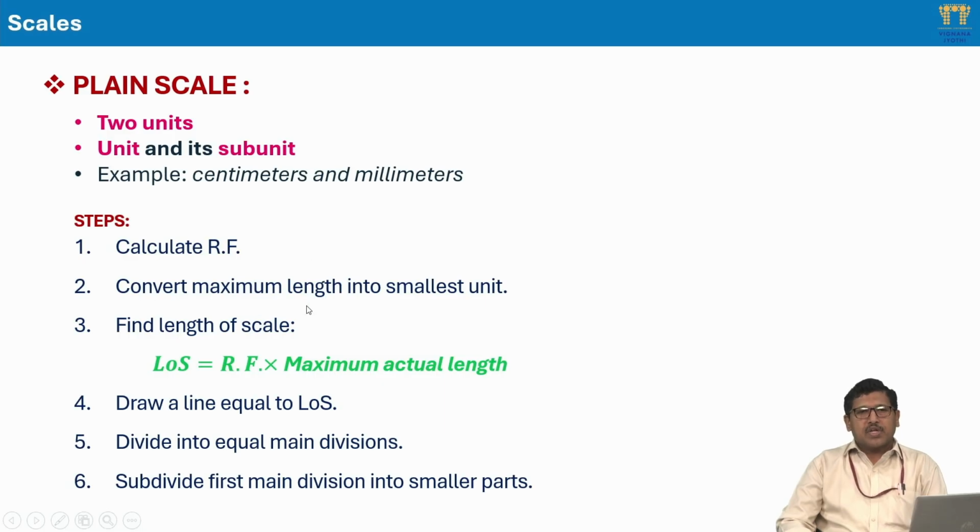The second step says we need to convert the maximum length into its smallest unit. That means we need to do the conversion. The slide that we have just seen showed the conversion of units. We need to convert because we will be making use of different units. Then the next step is to find the length of scale, which is given by this relationship: length of scale is representative fraction into maximum actual length. Once we find the length of scale, we draw a line equal to that length, divide it into main equal divisions, and then divide the first main division into its smaller subunit divisions. So this is a very simple procedure as far as plane scale is concerned.